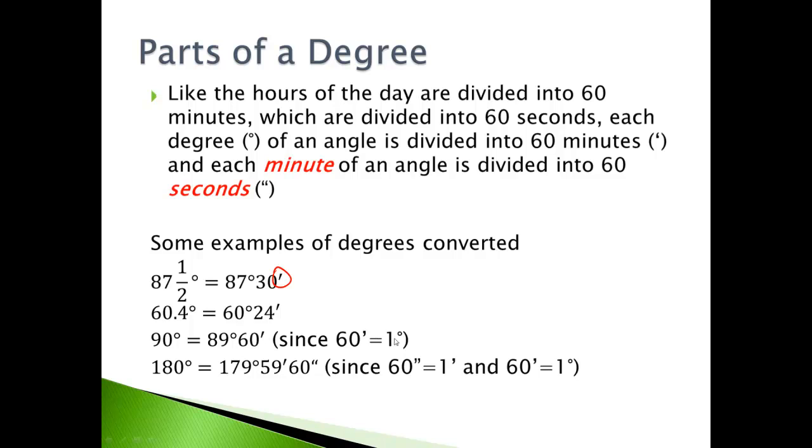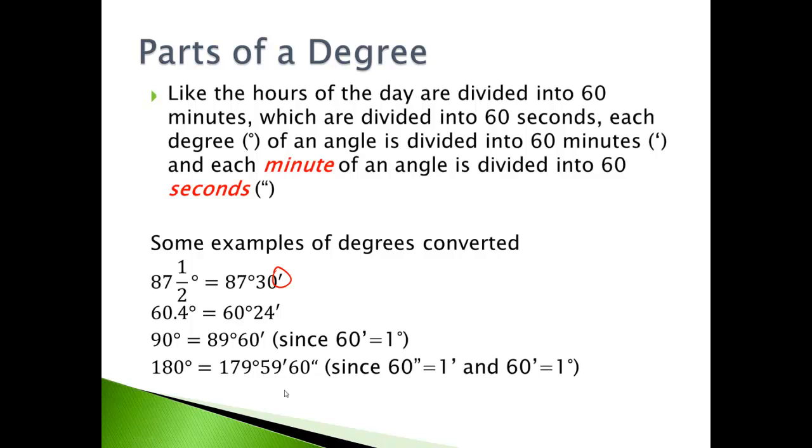Because 60 minutes equals 1 degree, it would just be a matter of taking that 1 degree and breaking it down into minutes. And likewise, 180 degrees, if I wanted to break that down into minutes and seconds, I'd have 179 degrees, take that 1 extra degree, break it down into 60 minutes, but then I want to break it down into seconds, so I take 1 of those minutes and break it down into 60 seconds.